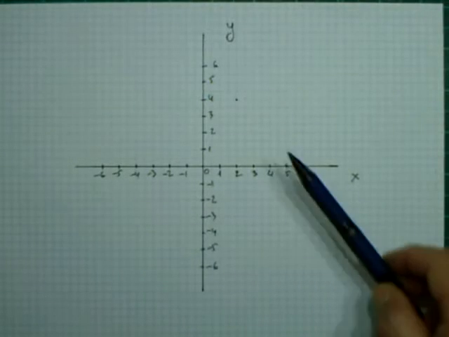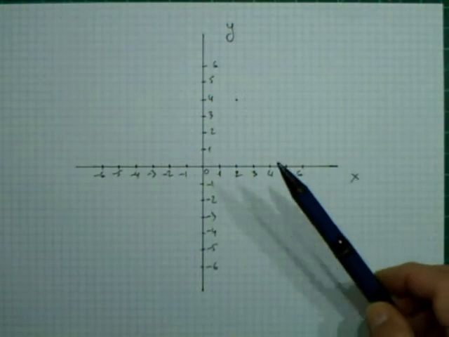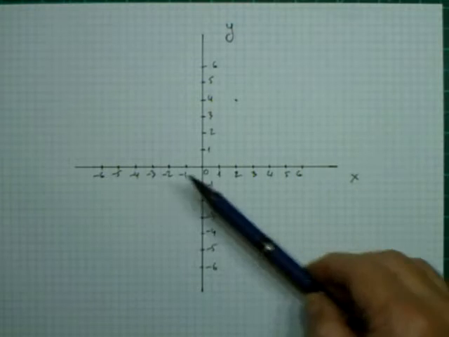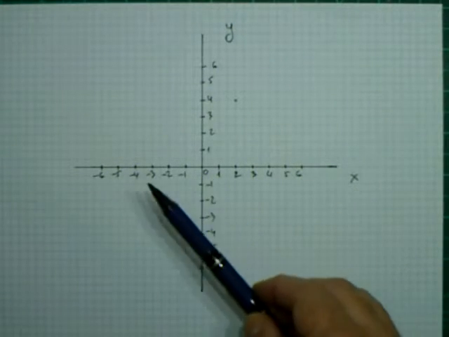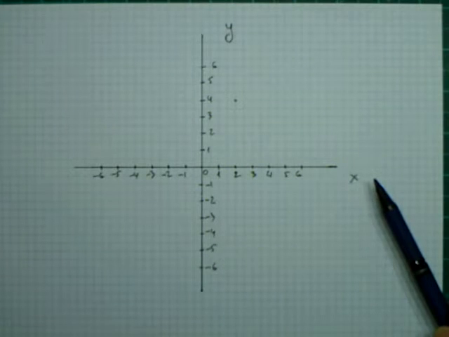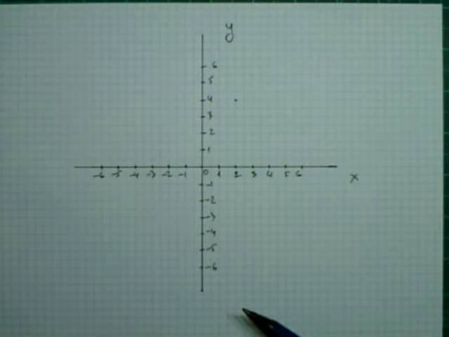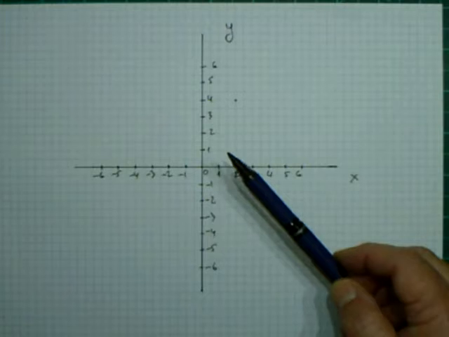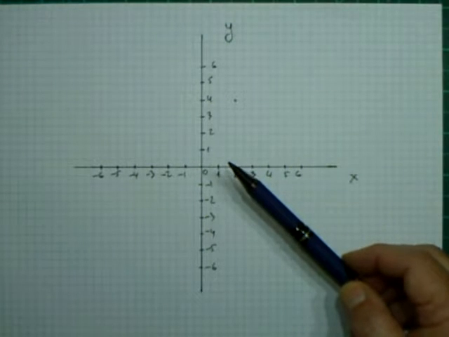The axes are two perpendicular real number lines in the plane that intersect at their origins. Typically, the horizontal axis is called the x-axis and the vertical axis is denoted as the y-axis. The point where these axes intersect is called the origin.